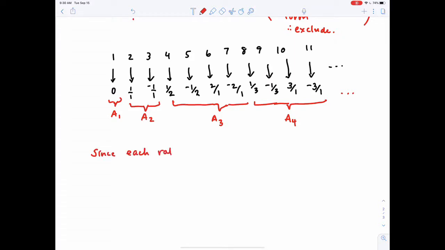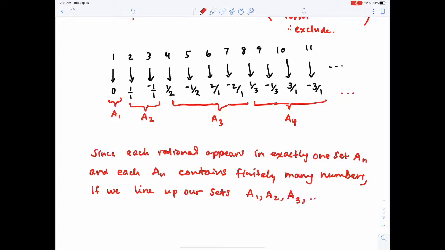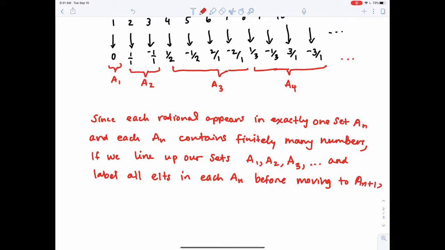Since each rational appears in exactly one set a sub n, and each an contains finitely many numbers, if we line up our sets A1, A2, A3, etc., and label all elements in each an before moving to the next set, so moving to an plus 1, we have a bijection.